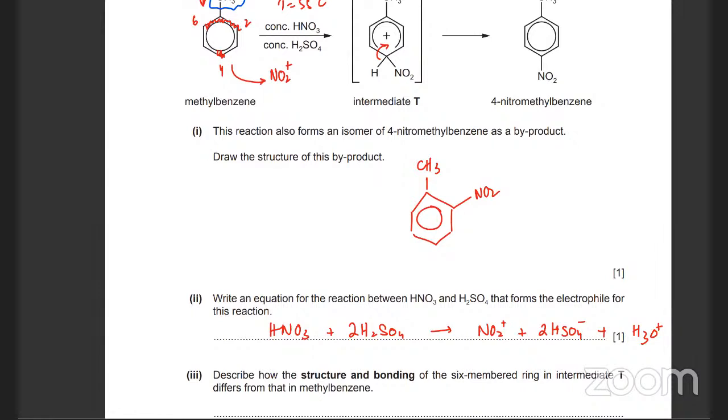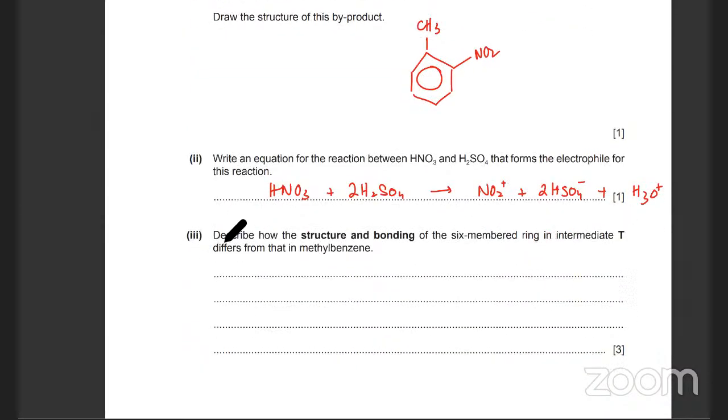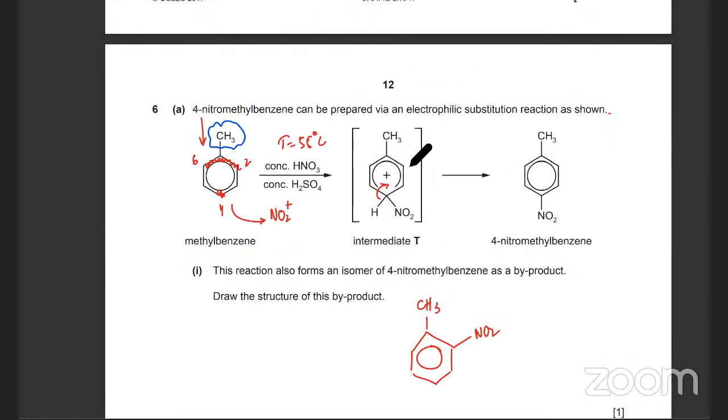So the next thing is describe the structure and bonding of the 6-membered ring, and intermediate T differs from that in methylbenzene. So describe how the structure and bonding of the 6-membered ring. So it's a 3-mark question. So this one, remember what happens in benzene, the structure of benzene. The structure of benzene is that every carbon atom, so I'm going to draw the structure of benzene, every carbon atom is sp2 hybridized. What that means is that every carbon atom is just making 3 bonds.